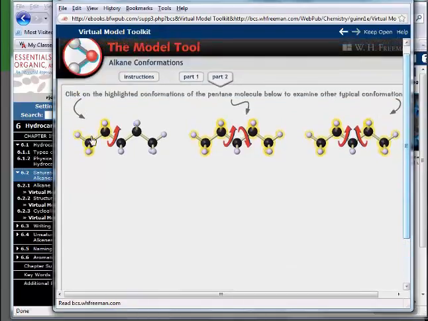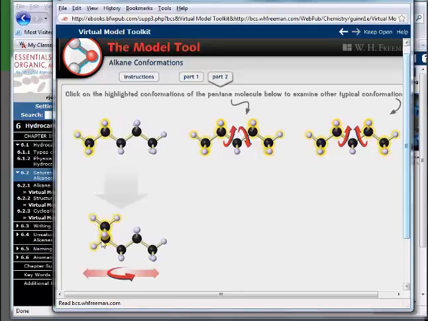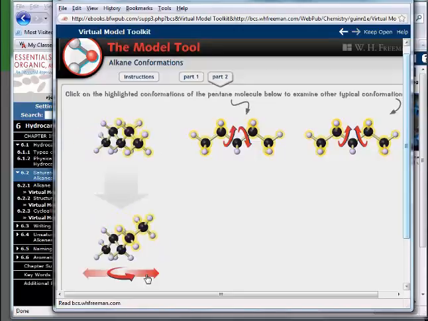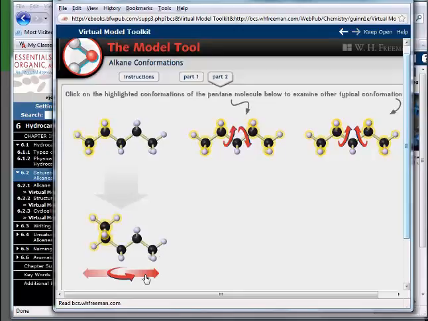So I'll just do one, I'll let you do the others on your own, but if we click on this highlighted portion, it will rotate it around the single bond for us to show a different conformation. And then again, we can rotate that and see that these are different conformations. They're still the same molecule. We haven't broken any bonds, we've just rotated around a single bond.